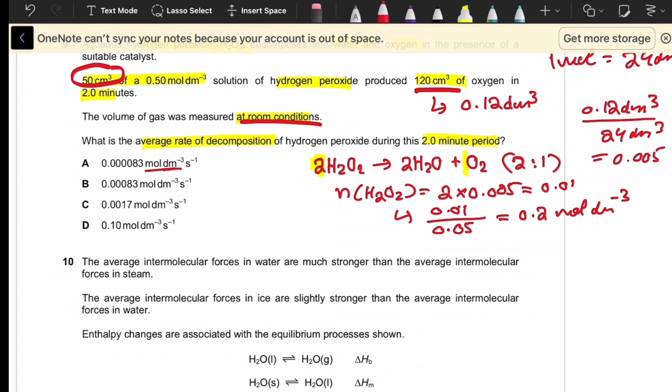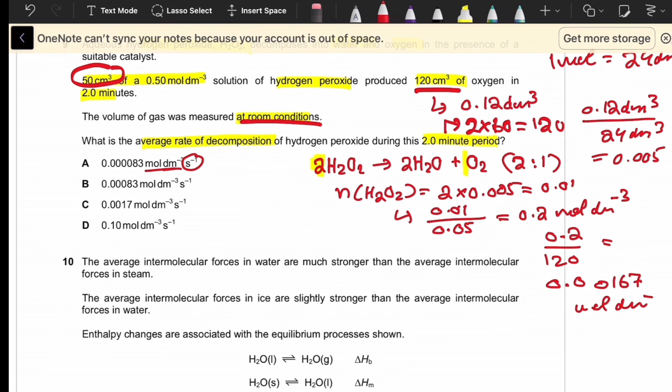And in a 2-minute period, with our units being in seconds, we have to convert 2 minutes to seconds. So 2 times 60 equals 120. Therefore, 0.2 divided by 120 gives us 0.00167 moles per decimeters cubed. This can be rounded to 0.0017 moles per decimeters cubed per second, which would mean our answer is C.